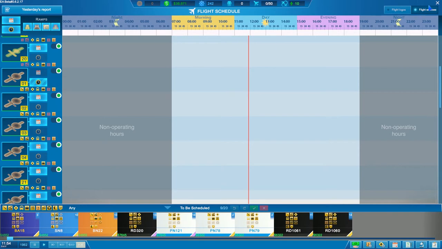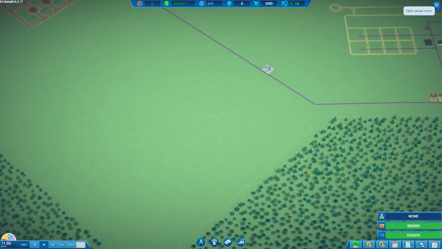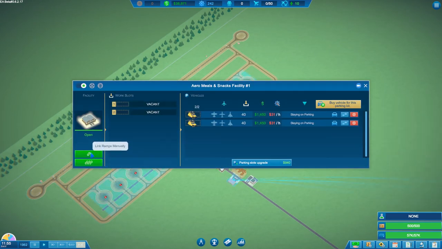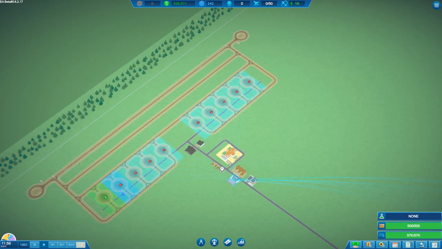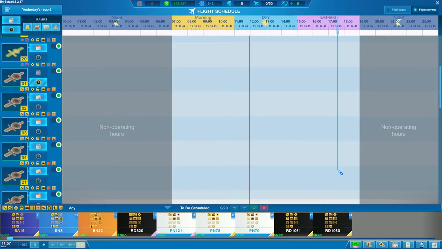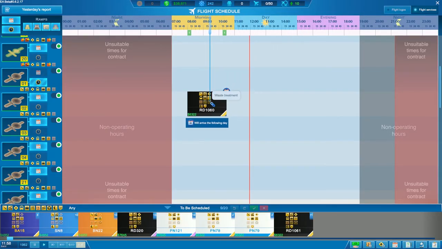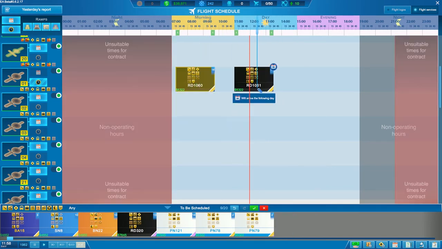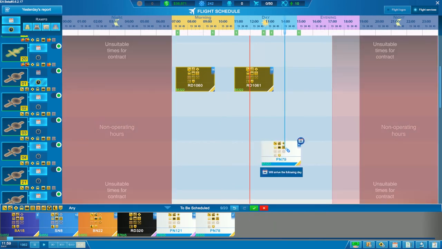Oh, you know what I didn't do though? I didn't connect them to the ramps, did I? Ha ha ha. Oops. Okay, let's see if that helps. Oh, yeah, we're happy now. Okay, we are happy. I'm only going to do about three of these a day.